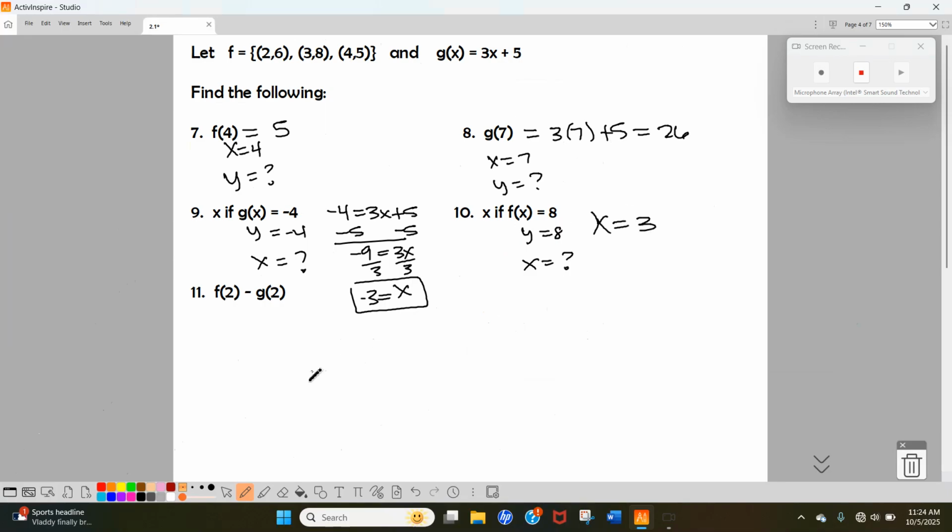All right, number 11, they want us to do f of 2 minus g of 2. So f of 2 is 6. G of 2, if I go right here and say g of 2, that's going to be 3 times 2 plus 5. So 6 plus 5 is 11. So they're asking us what is 6 minus 11. So negative 5.